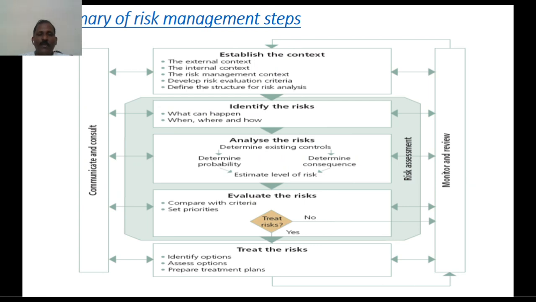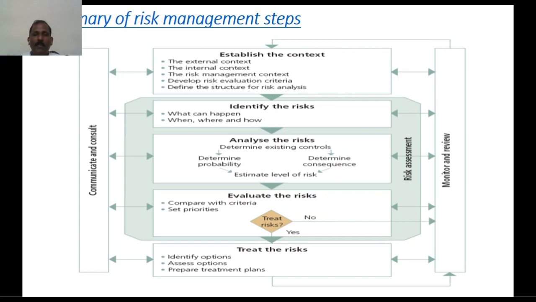So, a summary of the risk management steps, all we have studied so far. First step, communicate and consult. Second one, establish the context: establish the external context, internal context, and the risk management context, develop the risk evaluation criteria, and define the structure for risk analysis. Third step, identify the risk: what can happen, when, where, and how. Fourth one, analyze the risk: determine existing controls, determine probability, determine consequences, and estimate the level of risk.